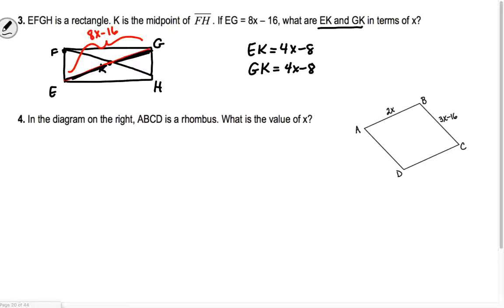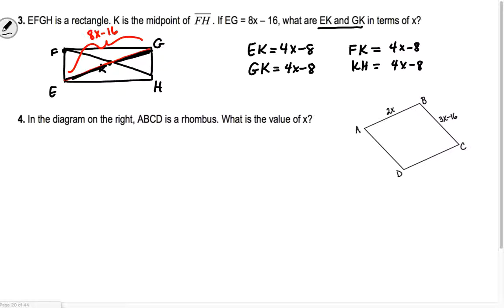I just told you diagonals were congruent, then I didn't even use it. I thought I was going to ask for FK and KH. So what if I ask for those? FK and KH. Well, they're going to be exactly the same. They're both going to be 4x minus 8 as well, because the total length was the same.